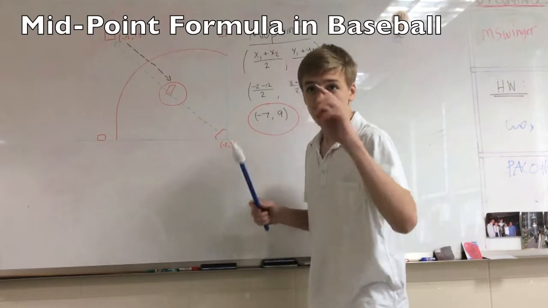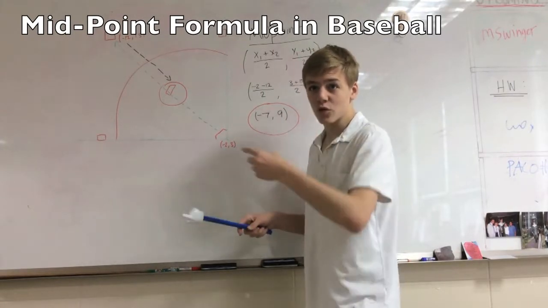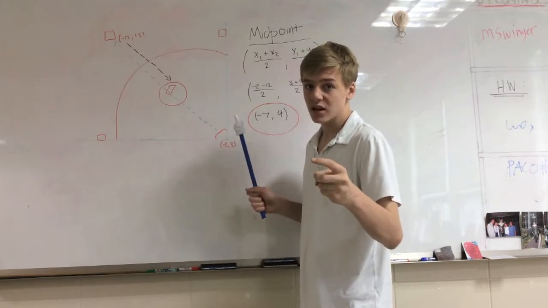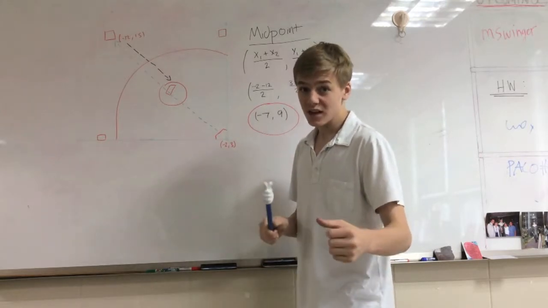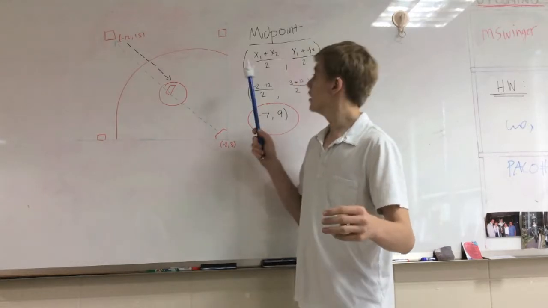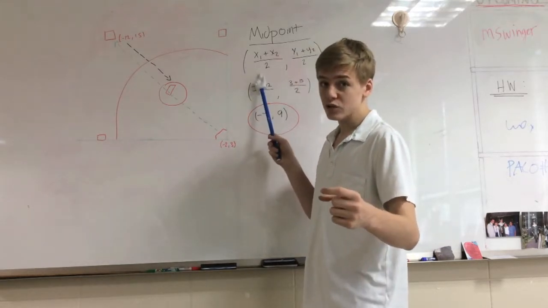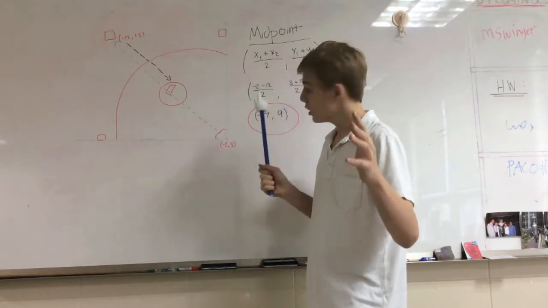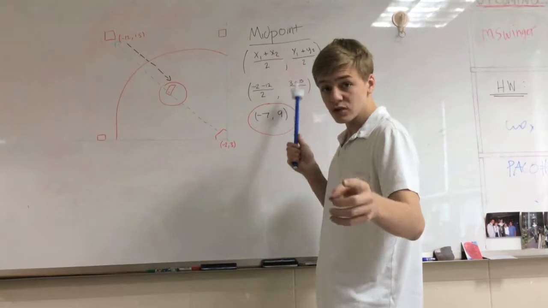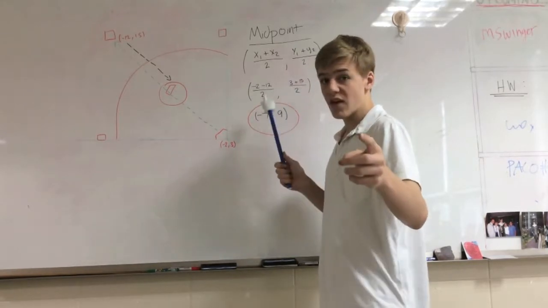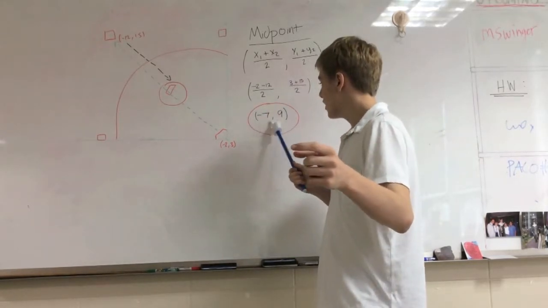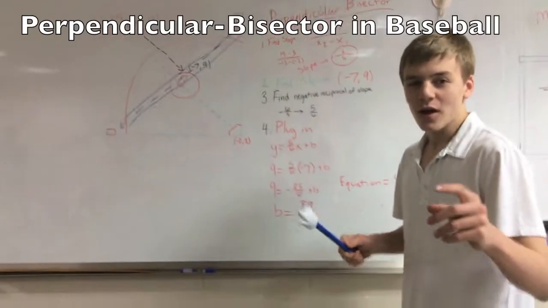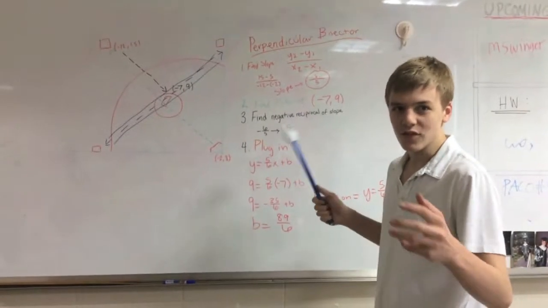Alright, Richard. You caught the ball at second base, and you threw it back to the pitcher, which is right between second base and home base. So that's the midpoint. To find the midpoint, you're going to use this formula: (x1 plus x2) divided by 2, comma, (y1 plus y2) divided by 2. You plug in your numbers and simplify, and your midpoint is negative 7, comma 9. Right there.